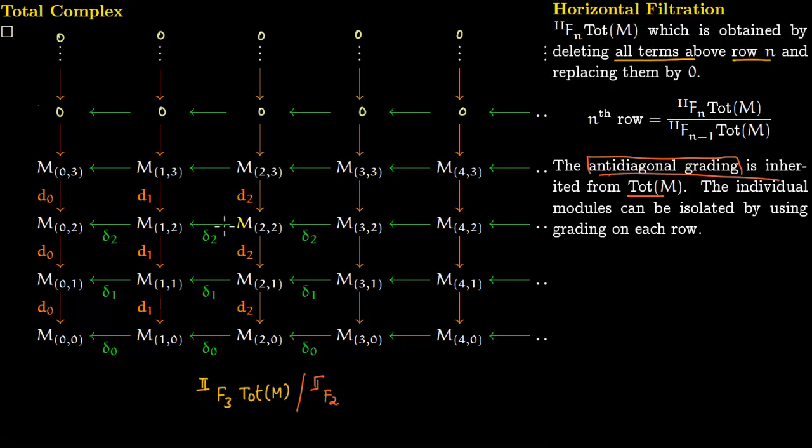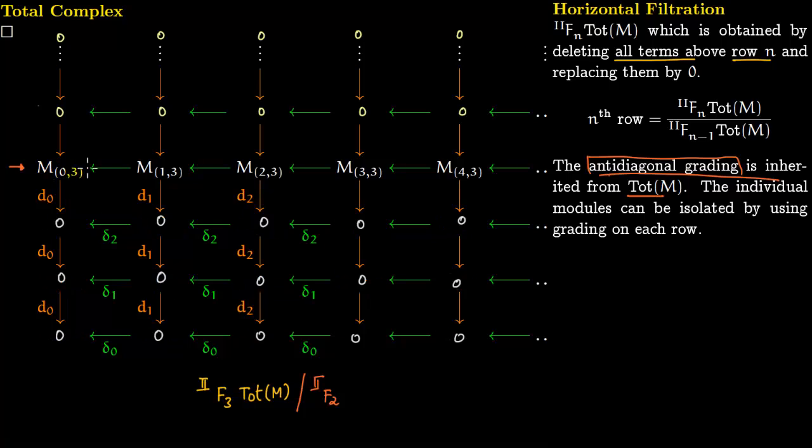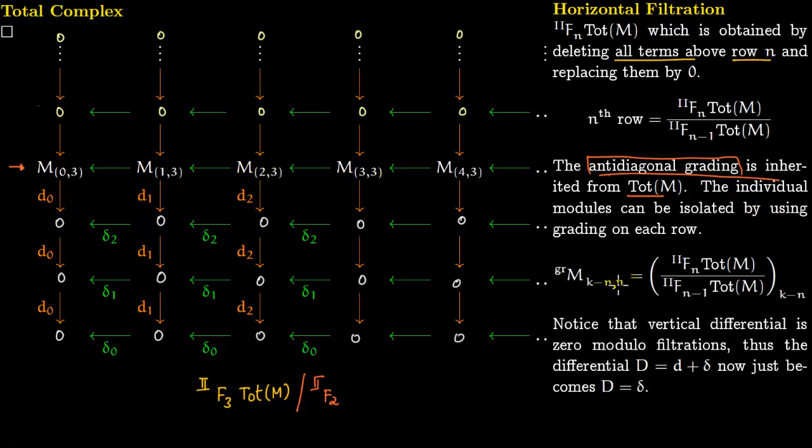So if you mod out F2, which will be just this portion and then zeros above it, you will just get this, precisely as in the vertical filtration. So let us mod out this, so we will just get this row. So you just have the third row left now. Now you can talk about grading on each of the elements here. So the grading is k, and therefore you have to write k minus n, plus n would be giving you k. So this is 0 plus 3, this is in grading 3.